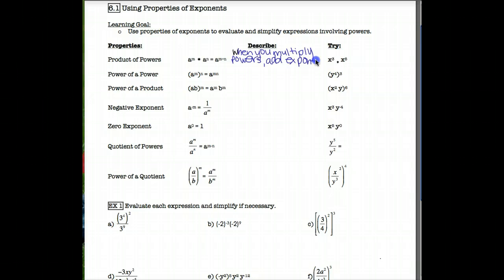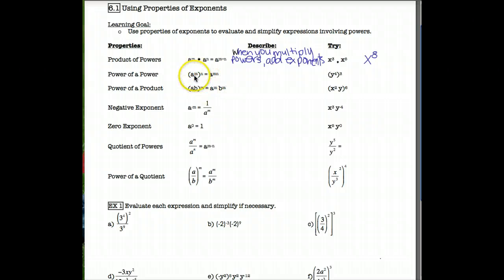So, real quick, simple example. Over to the right of that, here we're multiplying powers, so we should add those exponents. The base stays the same, so 3 plus 5 is 8. So the answer there is x to the 8th.